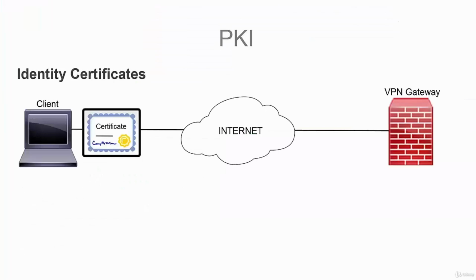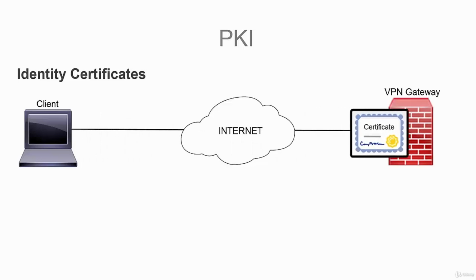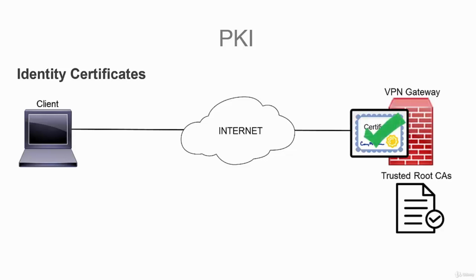Next, let's talk about how certificates can be used for authentication. An example would be for VPN connections. If a VPN client sends a certificate as its credentials, VPN gateways can authorize the VPN connection if it trusts the CA that signed the client certificate.